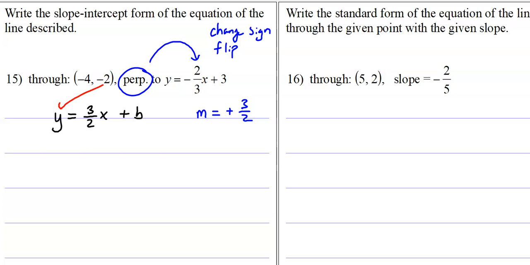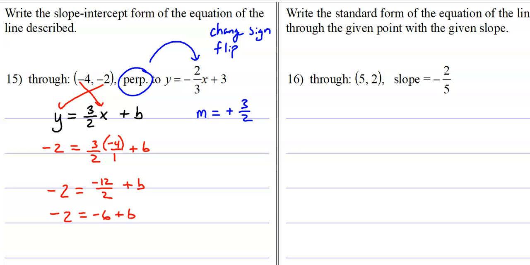Should be old hat by now. Got to stick my points in here. So negative 2 equals 3/2 times a negative 4. I'll put a 1 under there and make it a little easier to multiply. Plus b. So that's negative 2 equals, well, that's negative 12 divided by 2 plus b, which is negative 2 equals negative 6 when you divide it out. Add 6, add 6. It looks like my b is 4.